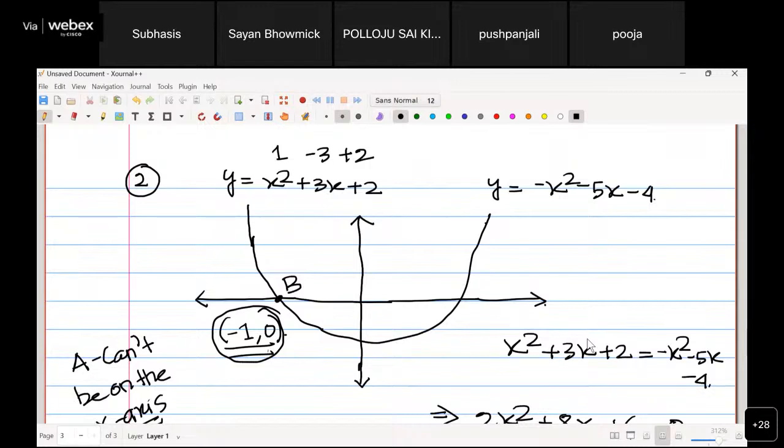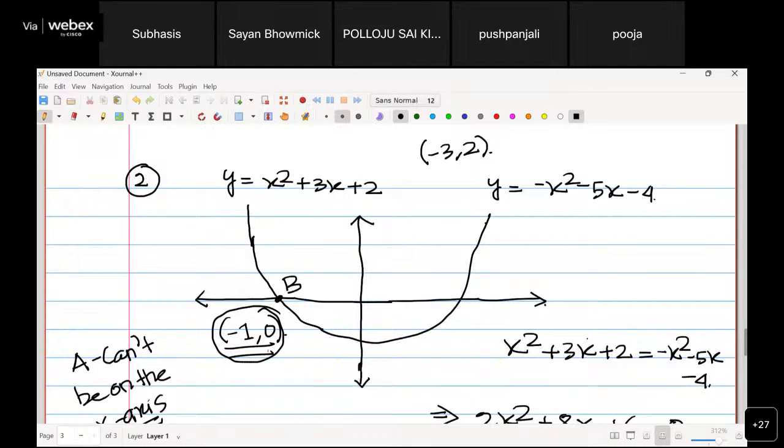What is A? For A, I have to substitute minus 3. So if I substitute minus 3, then what will I get? This is basically 3 square, which is 9, minus 9 plus 2, right? Correct or not? Yes, sir, it is correct. So the point is minus 3 comma 2. Yes, sir. So we are getting the y-intercept as 2, right? Yeah.